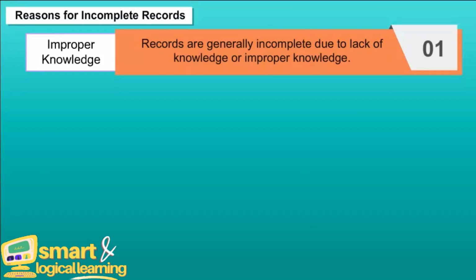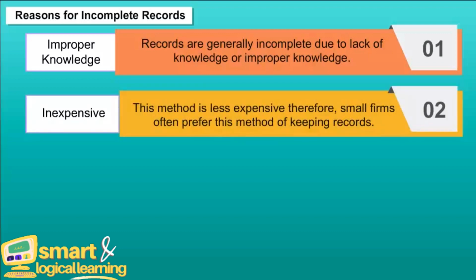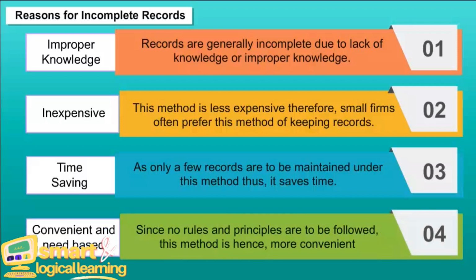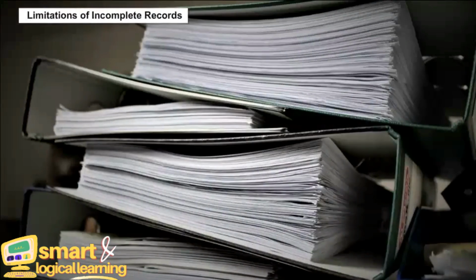Records are generally incomplete due to lack of knowledge or improper knowledge. This method is less expensive, therefore, small firms often prefer this method of keeping records. Time saving. As only a few records are to be maintained under this method, it saves time. Convenient and need-based. Since no rules and principles are to be followed, this method is more convenient. Firms, depending upon the need, adapt different techniques of recording transactions in the books of accounts.